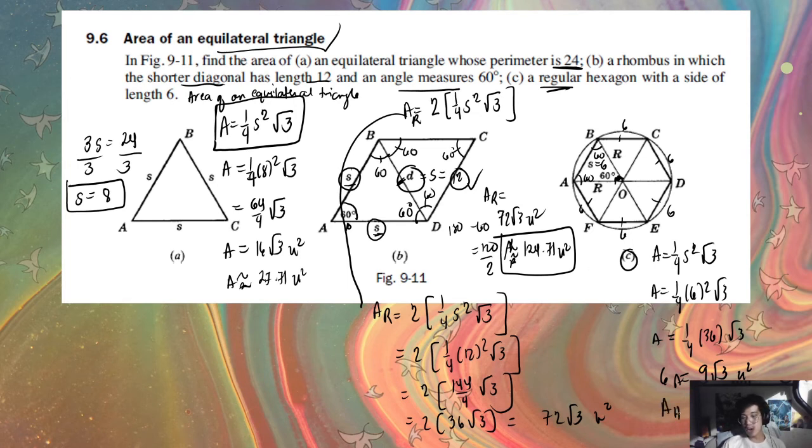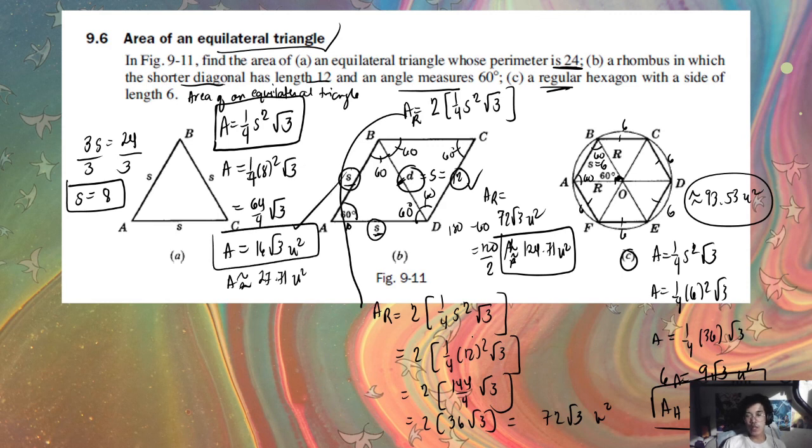So therefore, the area of our regular hexagon is equal to 54 square root of 3 squared units, or in decimal value, approximately 93.53 squared units. Okay, so these are the exact values of the areas of our figures. For the equilateral triangle, it's 16 square root of 3 squared units. For the rhombus, it's 72 square root of 3 squared units. And for the hexagon, it's 54 square root of 3 squared units, using our knowledge on equilateral triangles.